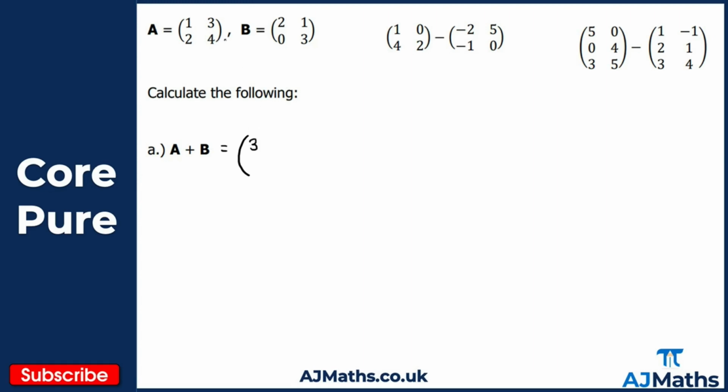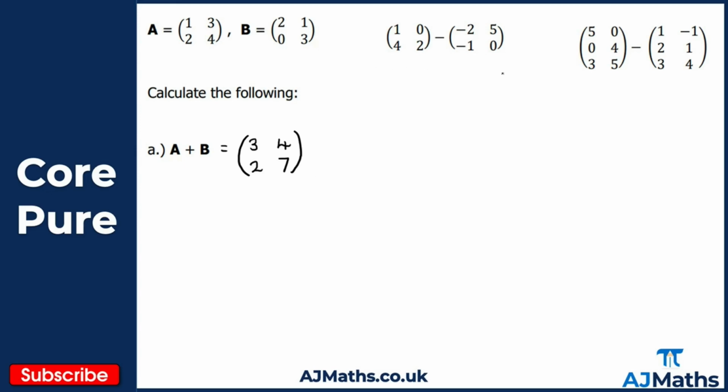We now do the same with the top right element. So 3 plus 1, giving me 4. 2 plus 0, giving me 2. And then finally 4 plus 3, giving me 7. And like you can see, quite straightforward. Obviously, you just need to ensure that the dimensions of the matrices match. Okay, so that's the solution to our first example.